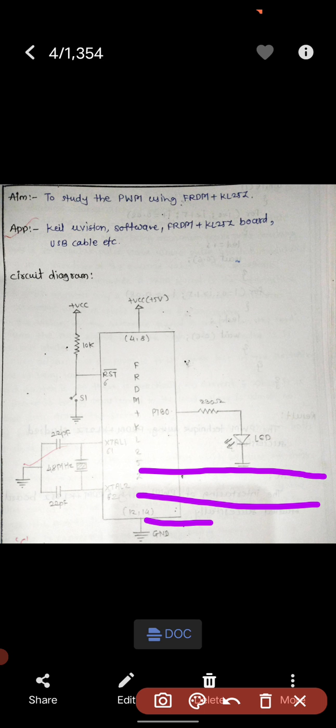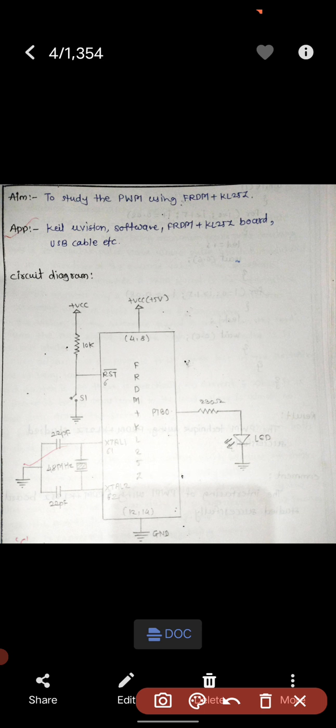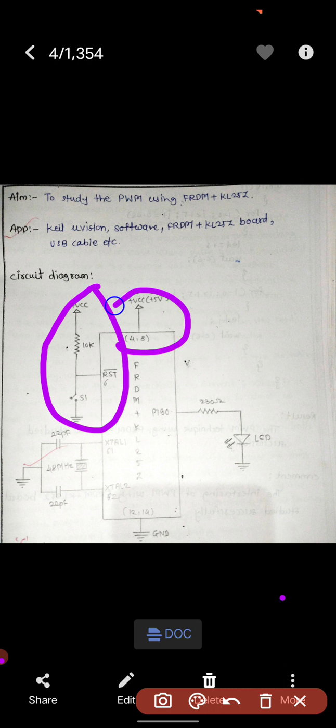Here is the circuit diagram. We use the reset circuit, which is connected through pin number 6. The VCC point is on pins 4 and 8, and the ground is on pins 12 and 14.